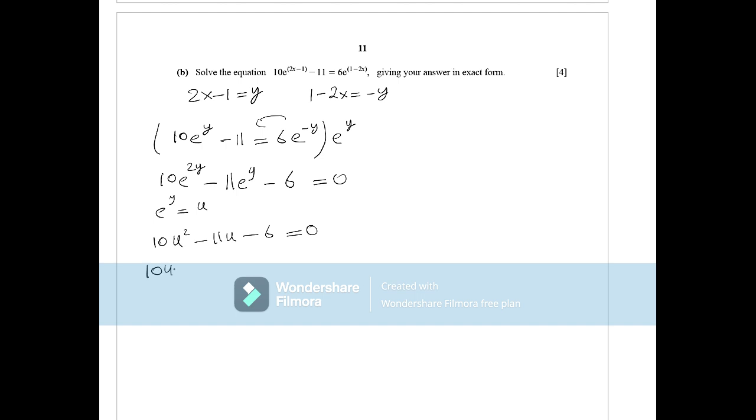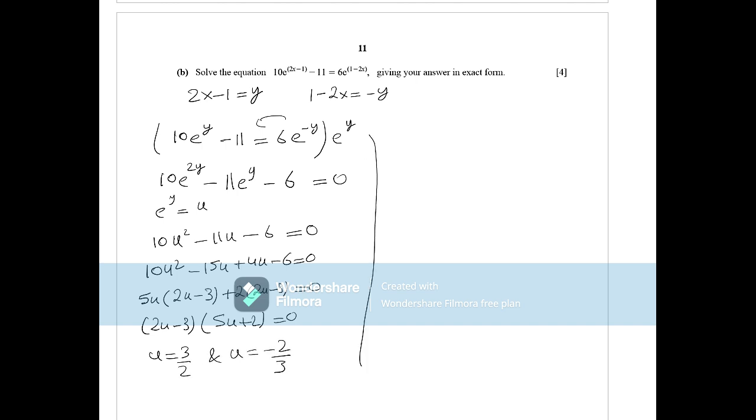You can use 10 u squared minus 15 u plus 4u minus 6 is equal to 0. And then 5u comes out as common. You have a 2u minus 3, and then plus 2, and you have a 2u minus 3 as common again. You have 2u minus 3, 5u plus 2. So your u is 3 by 2, and u is minus 2 by 5.